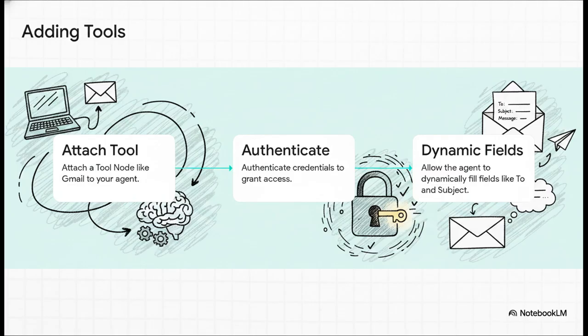Then Step 3, and honestly, this is where the magic happens, you configure the tool to allow the agent to dynamically fill in the fields. You're basically telling the agent, hey, you have the power to define the to, the subject, and the message fields based entirely on my input. So now, when you simply say, send an email thanking the masterclass attendees, the agent's brain processes the request, the system message structures it properly, and the tool actually sends it out into the real world.